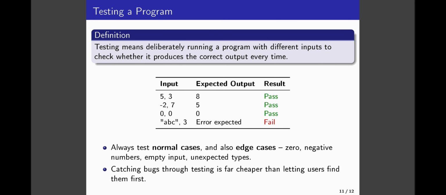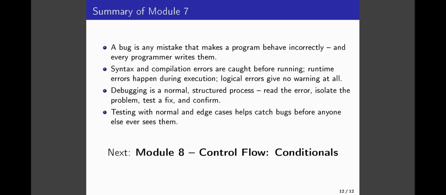Always test normal cases and also edge cases: 0, negative numbers, empty input, unexpected types. Catching bugs through testing like this is far cheaper than letting users find them first.